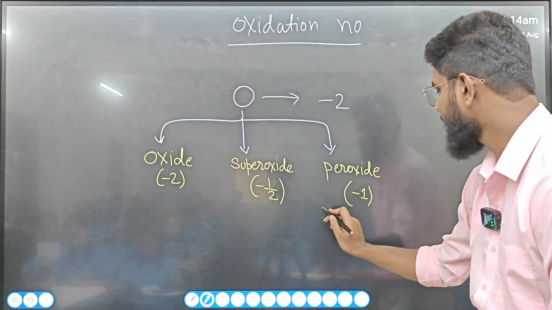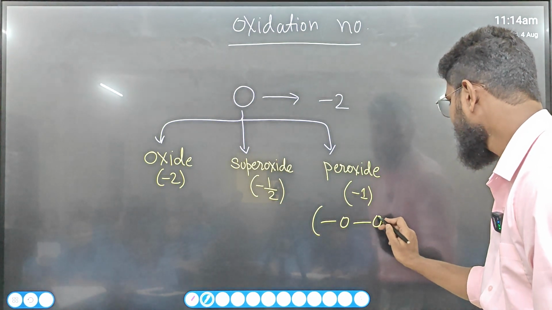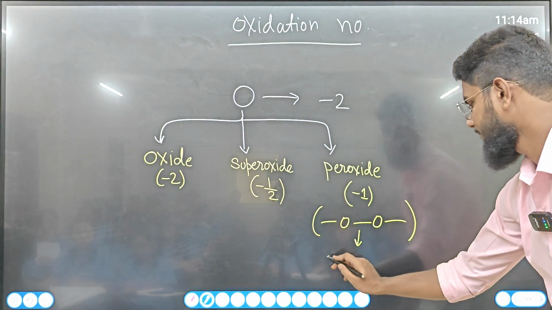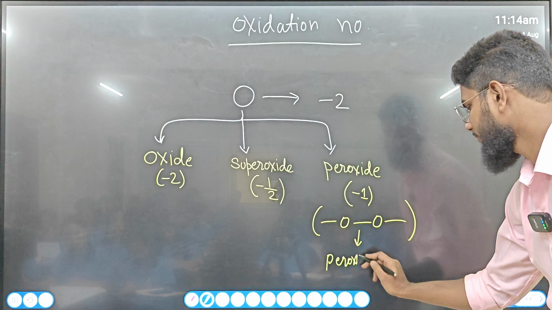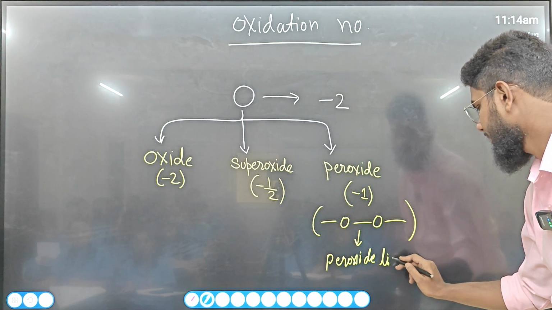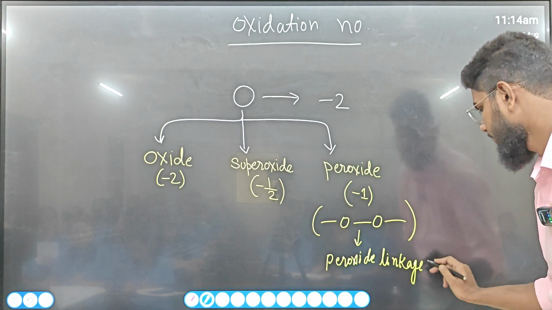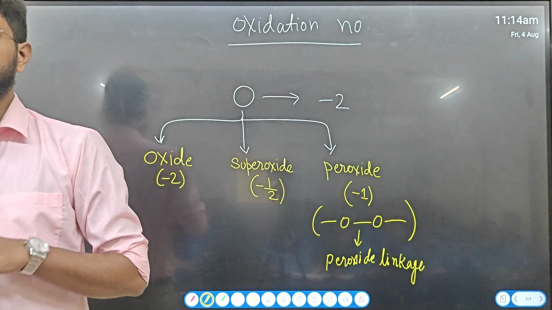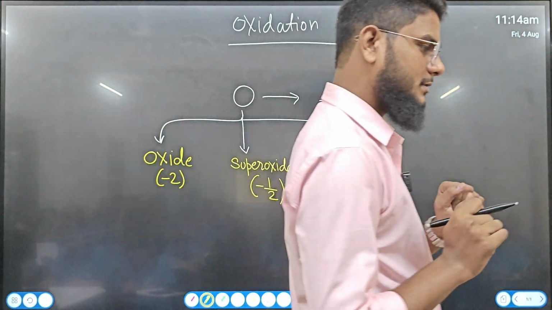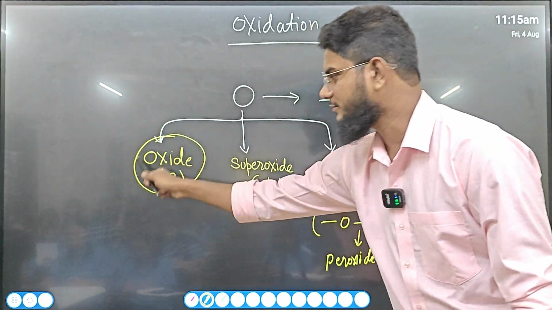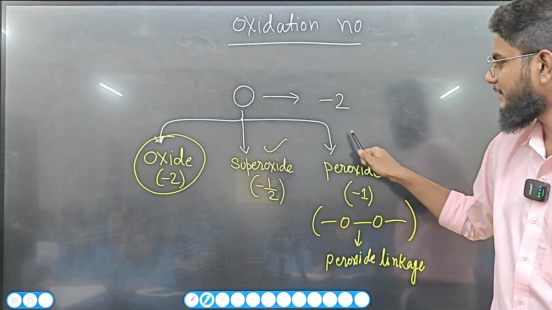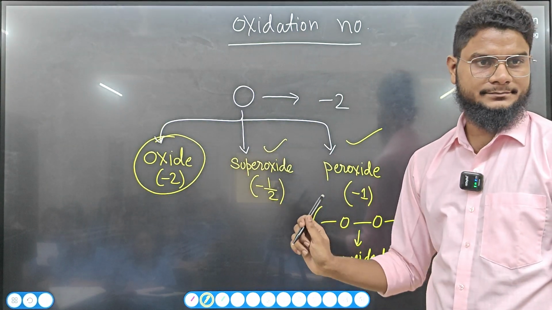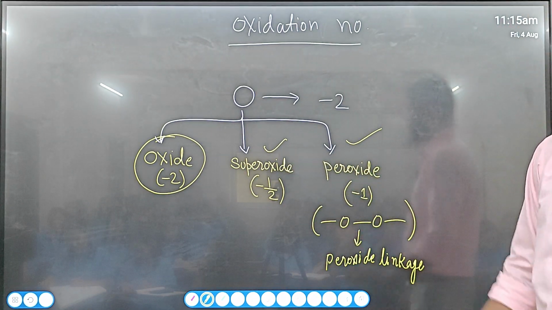For peroxide it's very easy. You see the oxygen-oxygen single bond. This linkage we call peroxide linkage. Normally, in all the questions, just think of oxygen as oxide. These are special cases. Generally you see oxide. When you need to see this, I'll tell you.